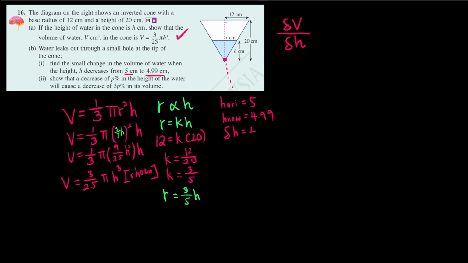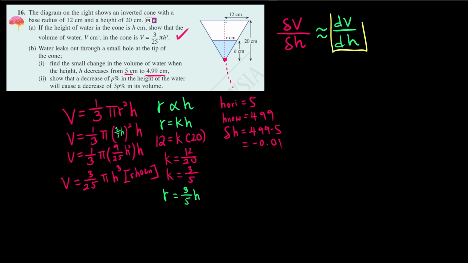And what is the small change in H? It's the new one minus the original, which is negative 0.01, because it's a decrease, that's why it's a negative sign. So we know we can use differentiation as our approximation tool. We can see that delta V over delta H is approximately the same as the differentiation of V with respect to H. So now we're going to do it one by one.